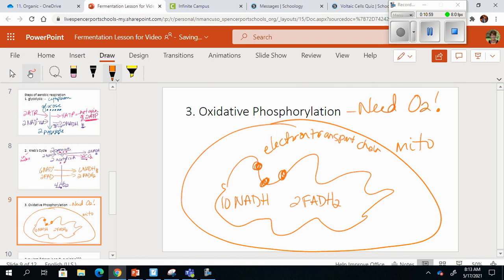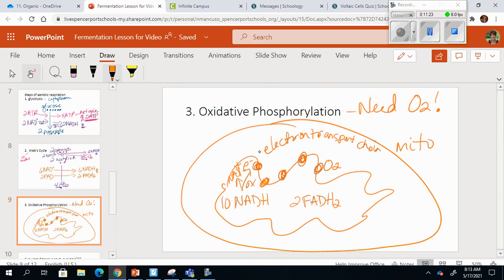And the electron transport chain ends in oxygen. Oxygen is there at the end of the chain. It's what we call the final electron acceptor. So the first thing I need to do is oxidize NADH. I need it to lose its electrons. When it loses its electrons, first of all, it's going to go back to NAD+, okay?